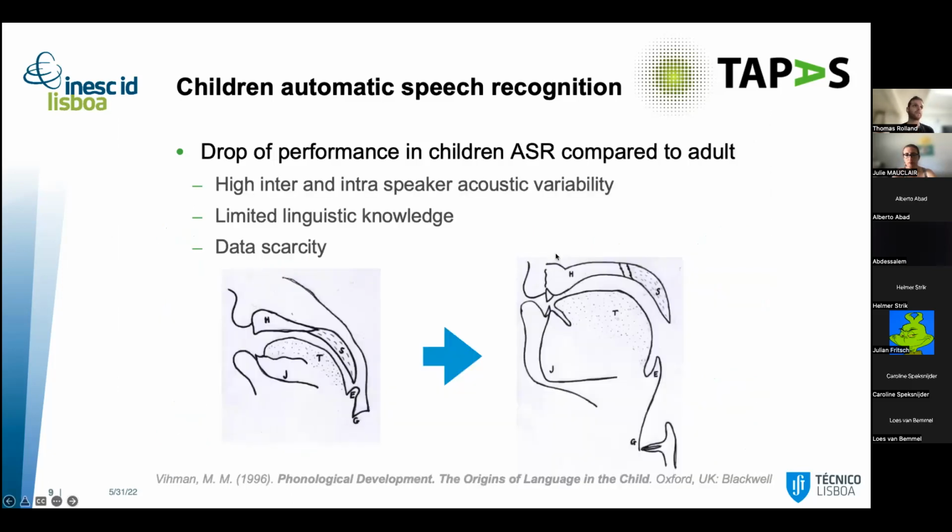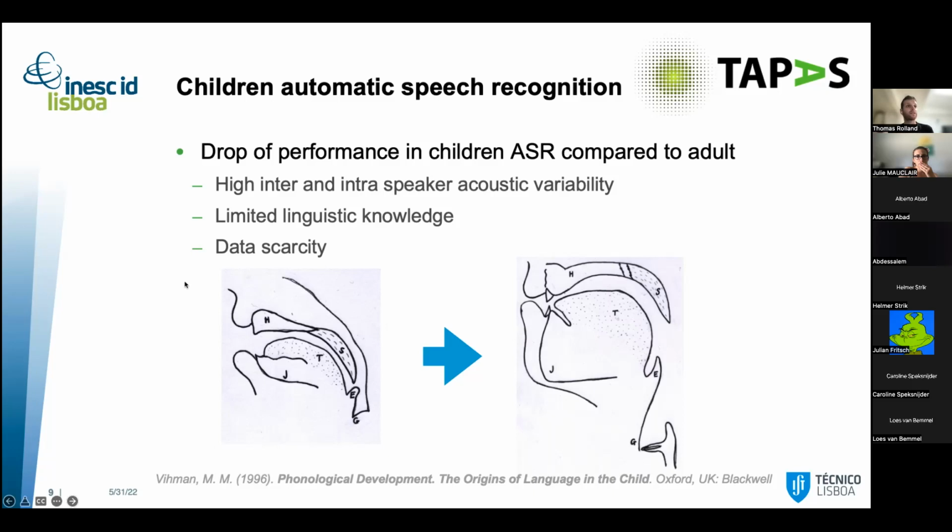There are three main reasons behind that. The first one is the inter- and intra-speaker acoustic variabilities. This is explained by the fact that this is the speech production system of a child, and this is the speech production system of an adult, and as you can see, there are a lot of differences. As the child grows, it goes from here to here, usually reaching that point around 14 years old. Of course, it reflects in the acoustics, usually as a pitch and formant shift. So if you take two different children, or even the same child at different ages, the acoustics will be different, and that's very hard to model for an ASR model.